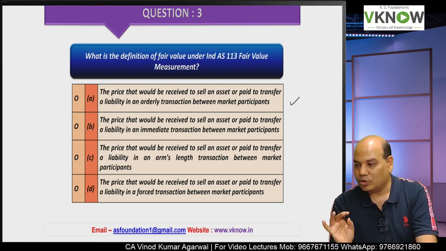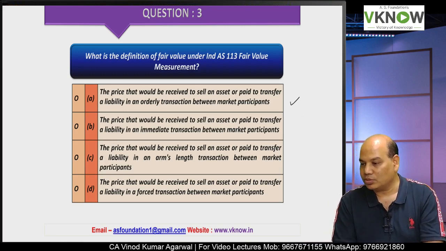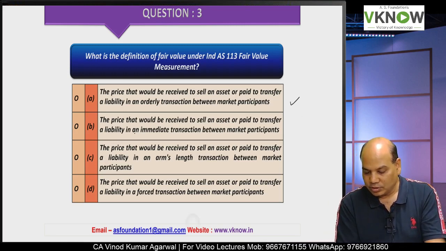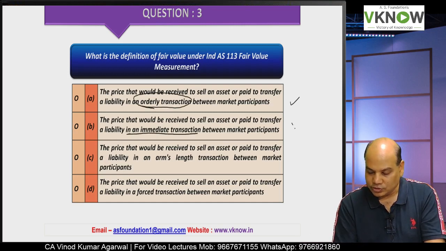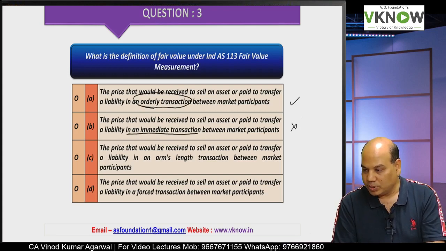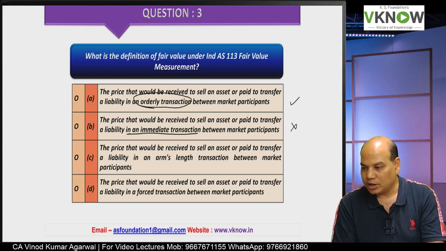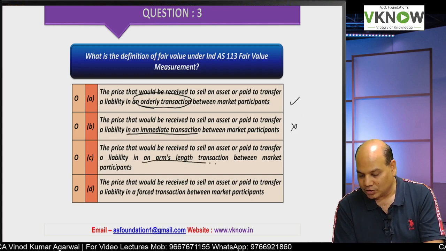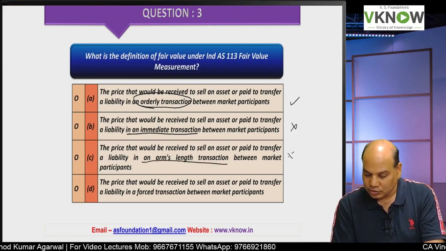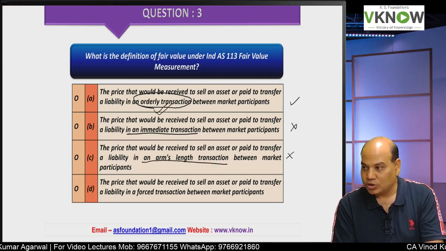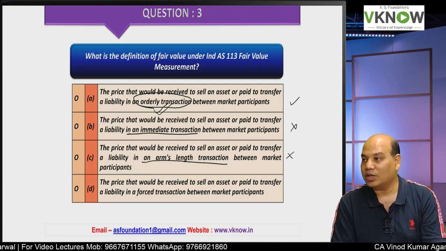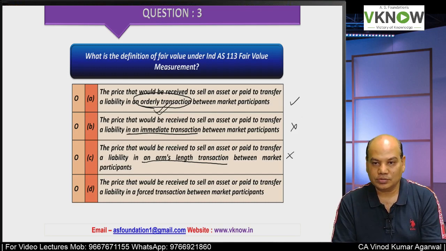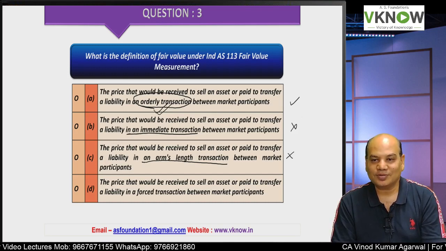The price that would be received to sell an asset or paid to transfer a liability in an immediate transaction. What is the correct word in the standard? Orderly. So this is wrong. The price that would be paid to sell an asset or paid to transfer a liability in an arm's length transaction. This is also wrong because the correct term used in the standard is orderly transaction. In your intermediate, this arm's length word was used. We are not intermediate student anymore.